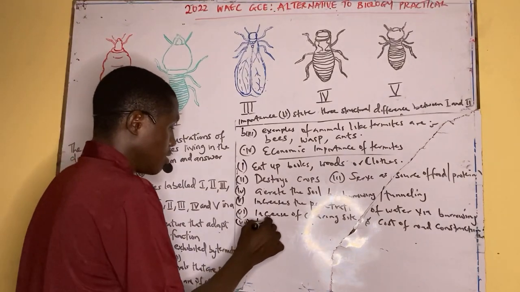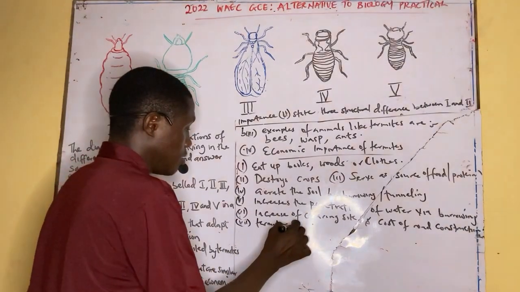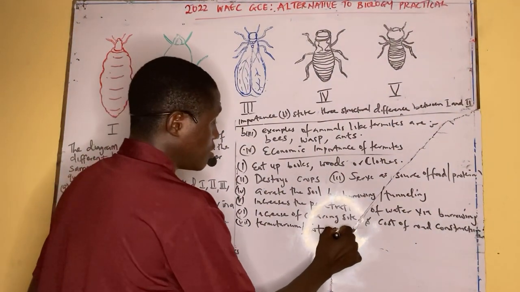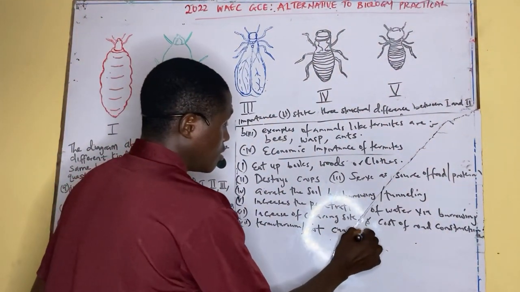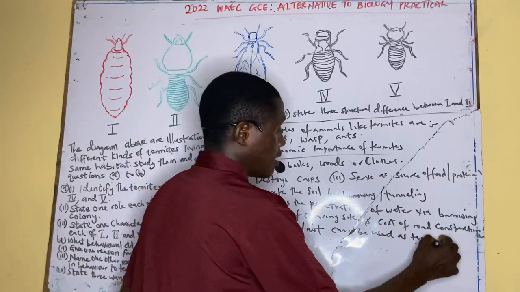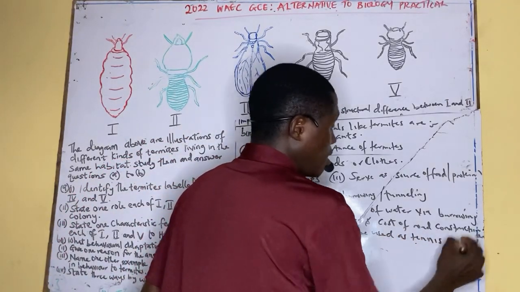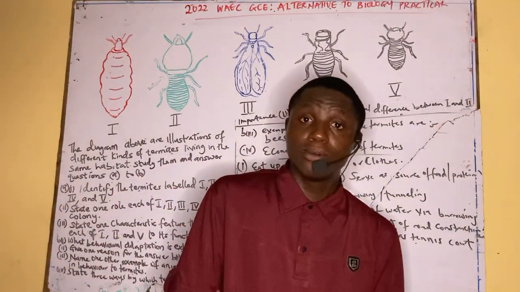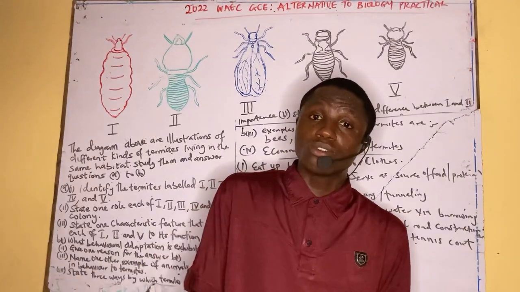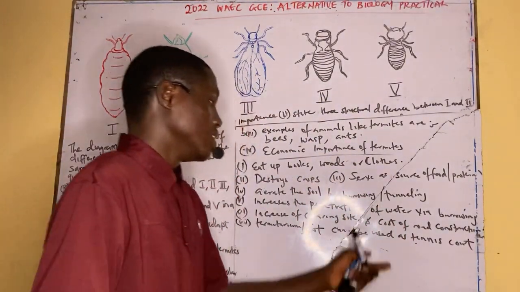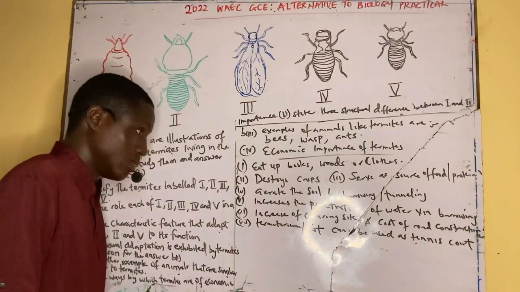Termitarium, or nests of insects, can be used as tennis courts. Why? Because when they bruise the land, they leave some soil on top. So they make the soil so soft to be used as a sports ground. So that's why they can use it as tennis courts.